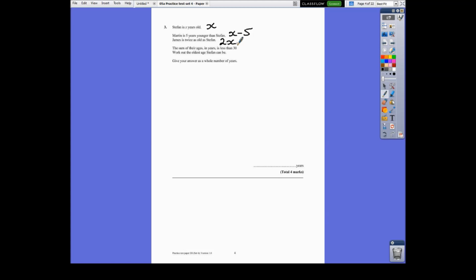So if we add these together, because it says sum, which means to add together, that would be x plus x minus 5 plus 2x, and that would be less than 30. If we add the x's together, we've got 4x minus 5, and that is still less than 30. To solve this, we need to add 5 to both sides.